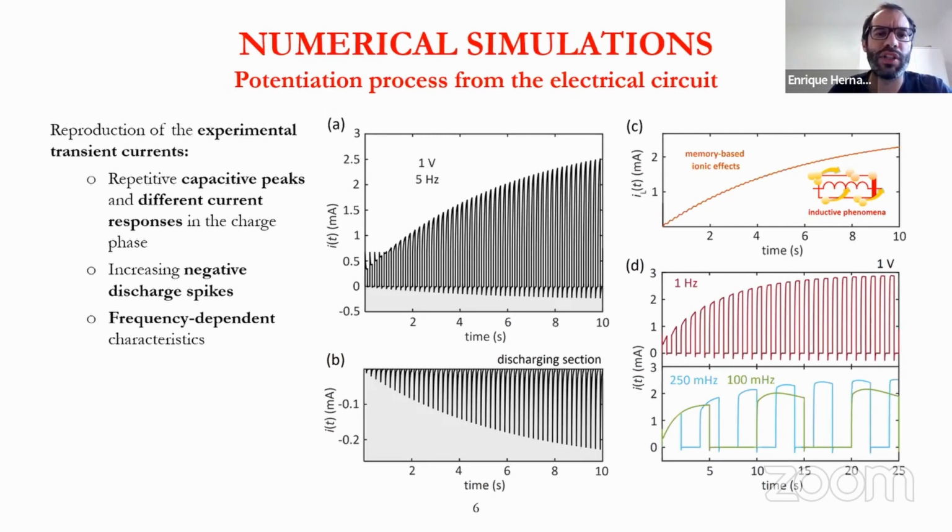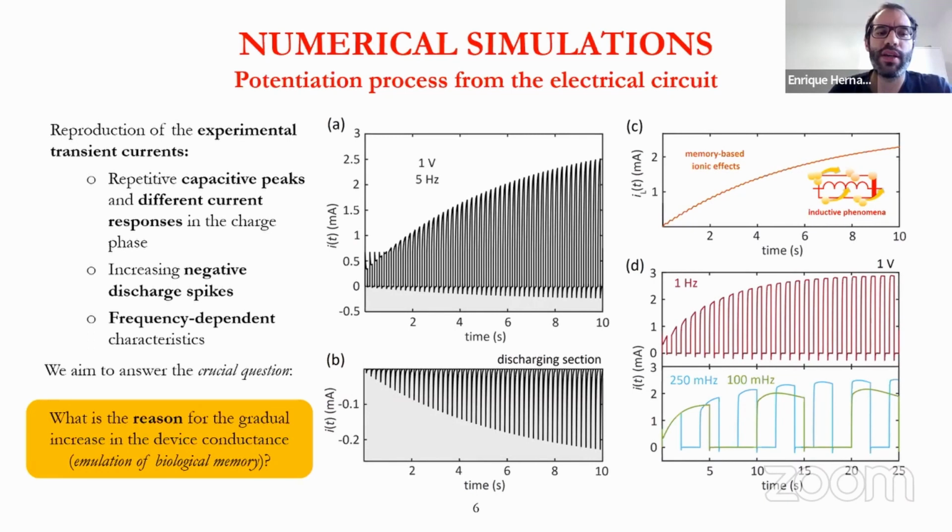At this point, we try to answer the crucial question: what is the reason for the gradual increase in the device conductance, this emulation of biological memory? And the key is this graph: the current through the inductor versus the time. The current increases in the charge processes, but in the discharge processes it retains the charge. In the following charge phase, it increases again its current and maintains its value in the discharge processes. And here they draw this line.